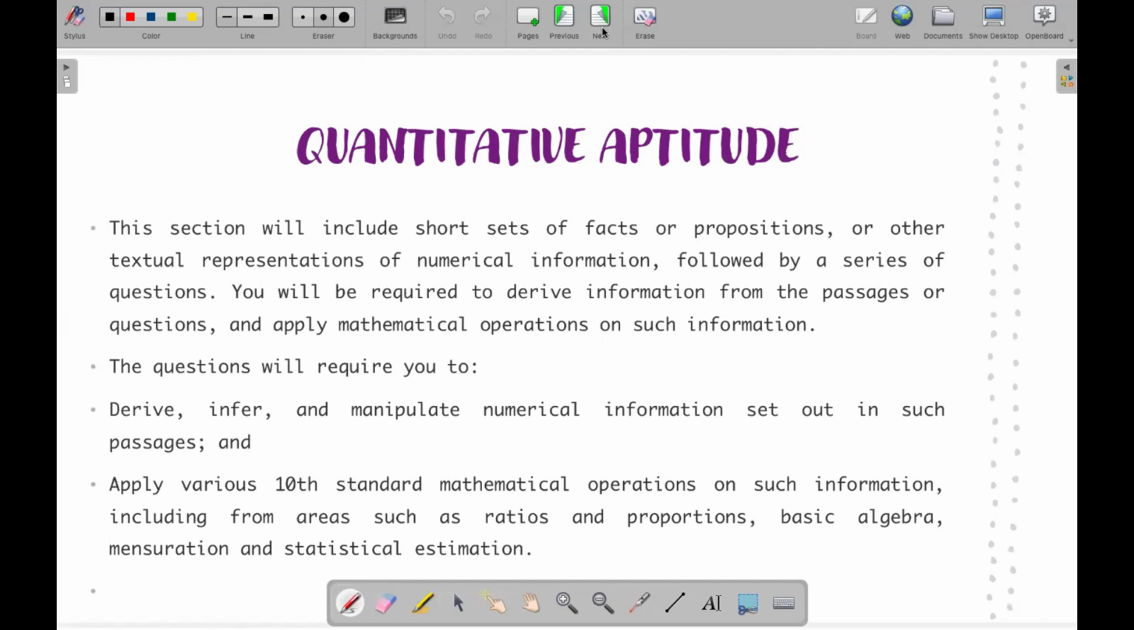You will have to use basic, up to 10th standard level mathematical operations such as ratios, proportions, basic algebra, mensuration, and statistical estimation. Now, a lot of kids have an inherent fear of maths. So the key to this is, please don't push it till the end, thinking that I will deal with it later on. Start practicing maths. Start owning your skills in maths from the very beginning. Get it out of your way so that you will be in a comfortable position and you will not panic just before the exam. Remember one thing, kids.